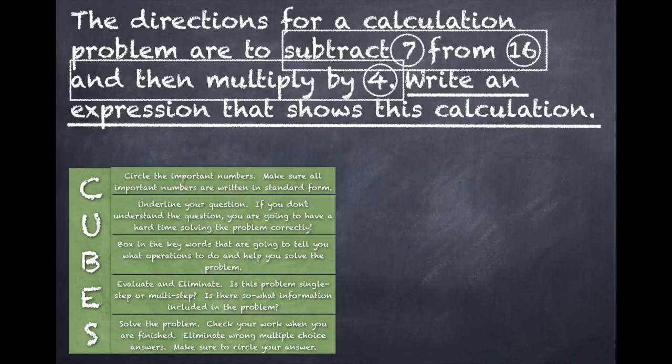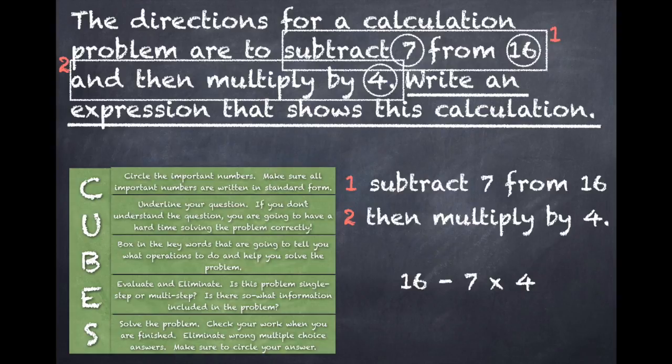Class, I'm wondering if that worked through the video. So, let's go and look. We definitely should subtract 7 from 16 first, and then multiply by 4. The key words there to let us know that multiplying comes second is where it says, and then. So, I've already given you the answer because I worked ahead of myself.